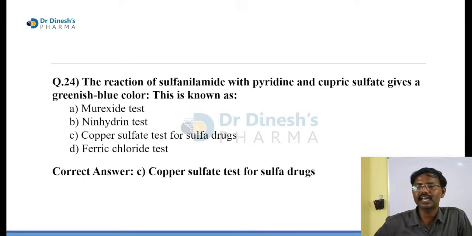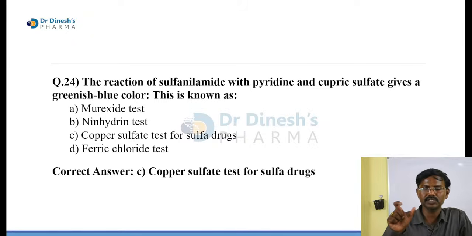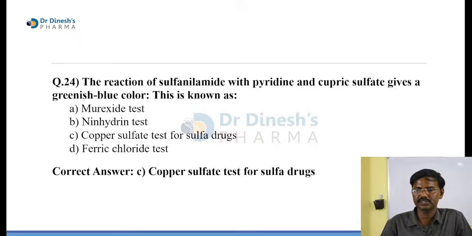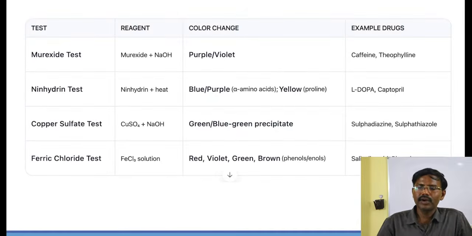So bluish color, greenish blue color, so it will give copper sulfate. Copper sulfate is always blue in color, right? If you remember that, then you will easily answer these types of questions. Next, these are the important tests.